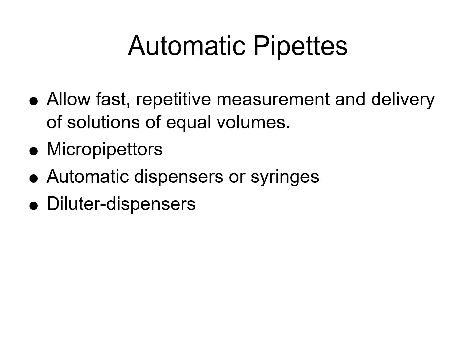All right, so automatic pipettes. The purpose is to understand devices that allow fast, repetitive measurement and delivery of equal volumes in serological assays. They can help to improve accuracy, efficiency, and reproducibility during testing.